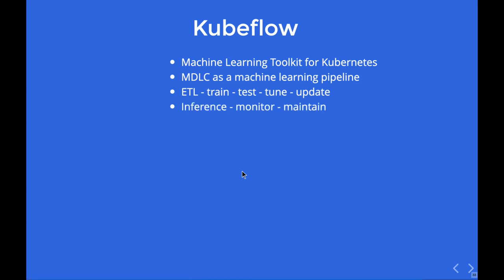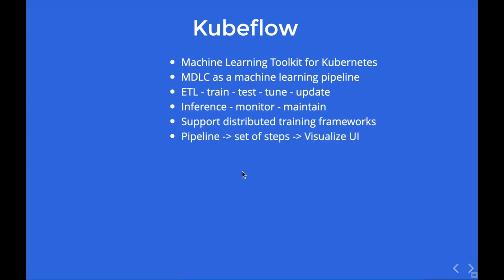So ETL, train, test, tune the parameters and update, inference, monitor, maintain. These are the stages which are the same for each machine learning system. So we should have a complete pipeline, that means a set of ordered steps, and we should have a UI to visualize and understand how each step is going on.